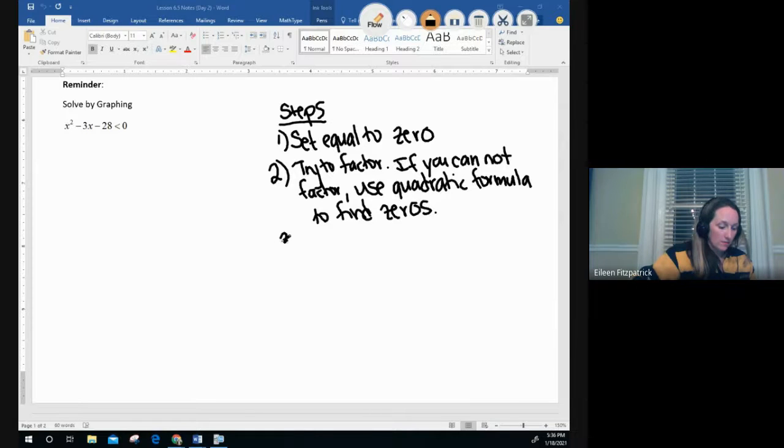And then third, use test points to determine working zones.